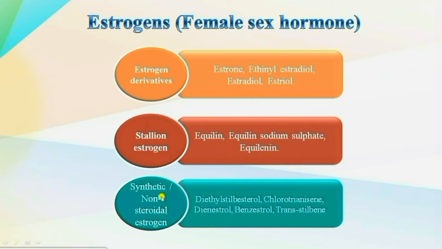And examples of synthetic or non-steroidal estrogens are diethylstilbestrol, chlorotrianisene, dienestrol, benzestrol, and transstilbene. We will see the structure of all these examples one by one.